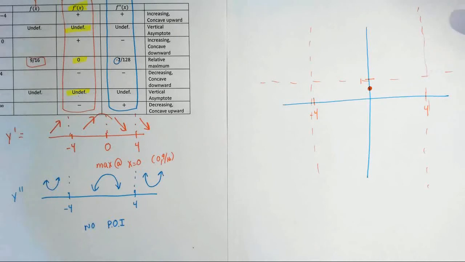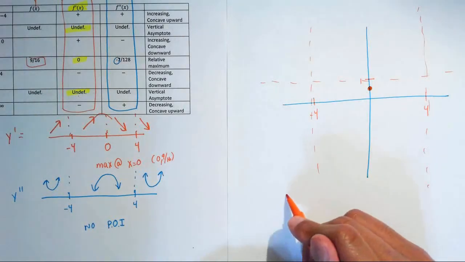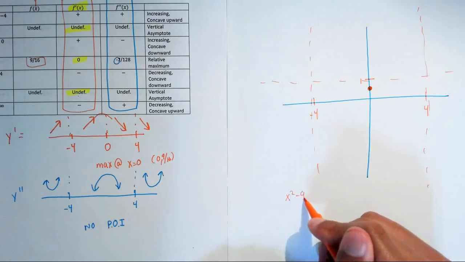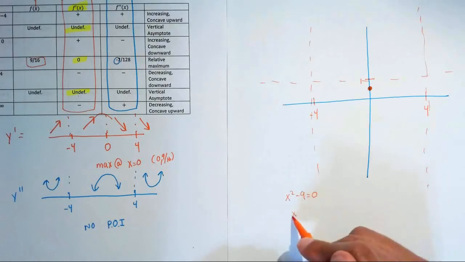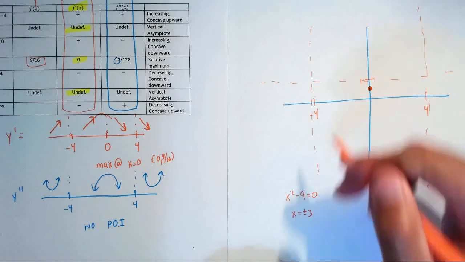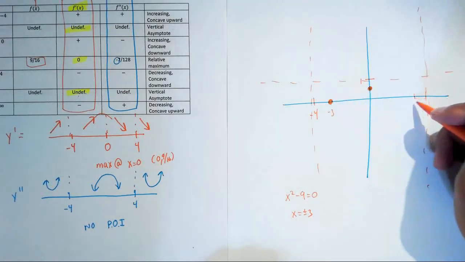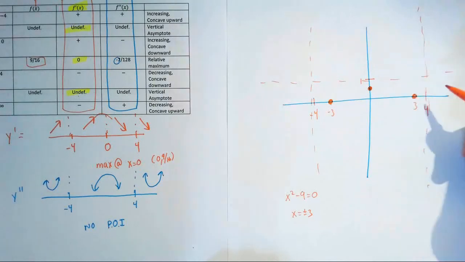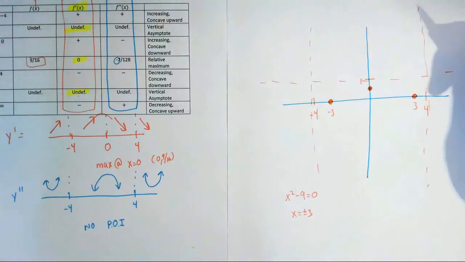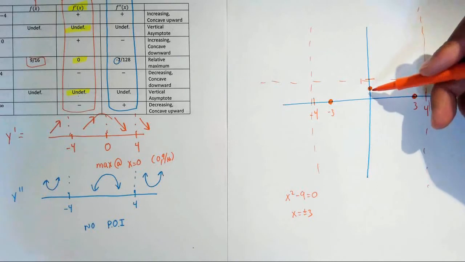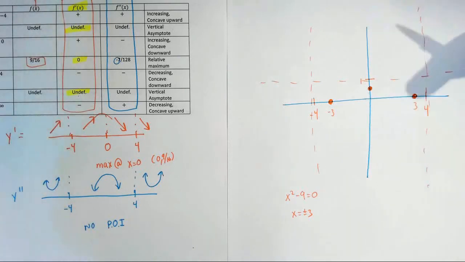X and Y intercepts. Whenever you have to find an x-intercept, you're going to set the top of your equation equal to 0 when it's rational only, and solve it. You get x is equal to ±3. So that means at -3 you have an x-intercept, and at +3 you have an x-intercept. And we don't have to find our y-intercept, because it was already found for us, which happened to be our max, okay? Now once you have this, we don't have any other information.